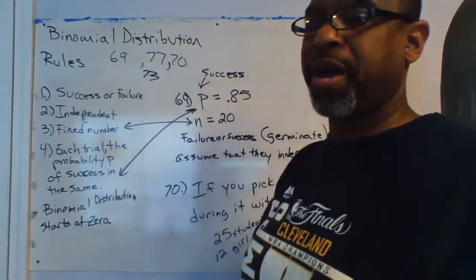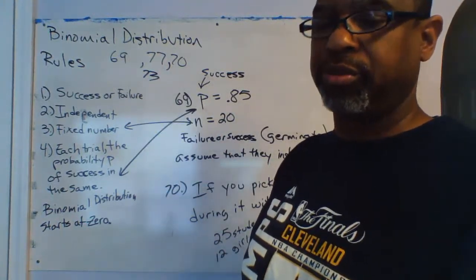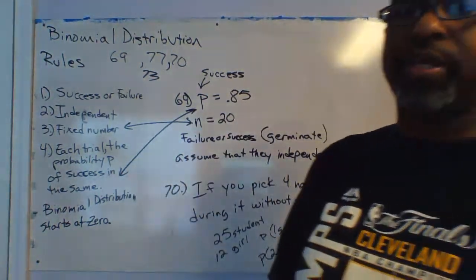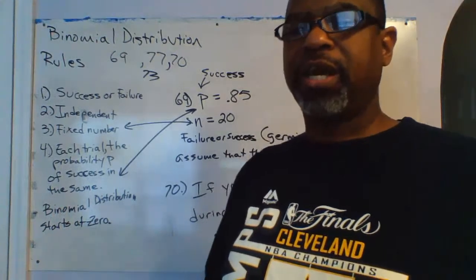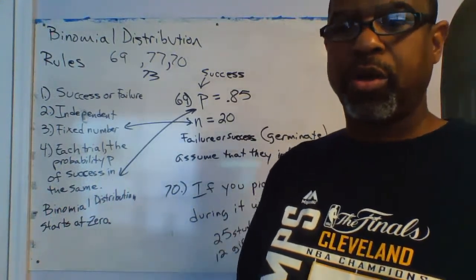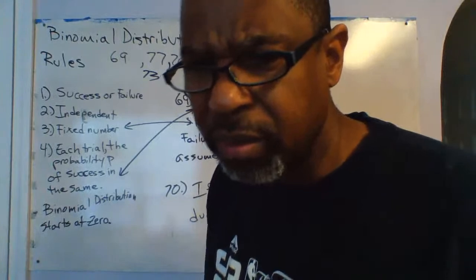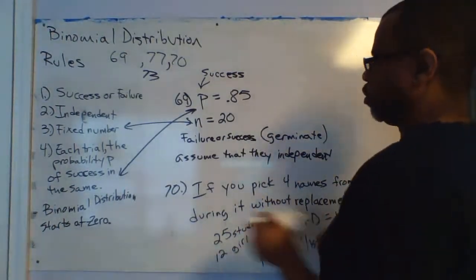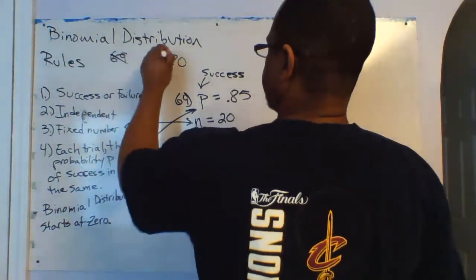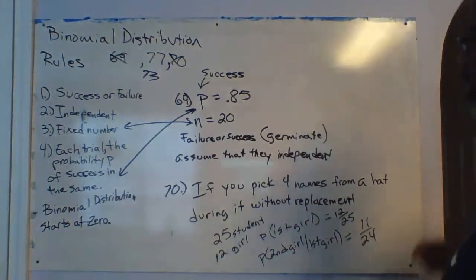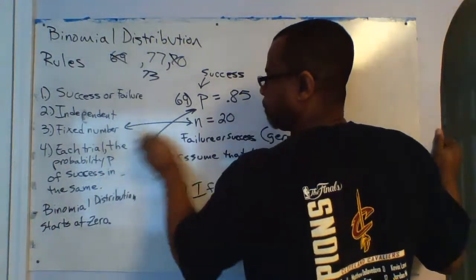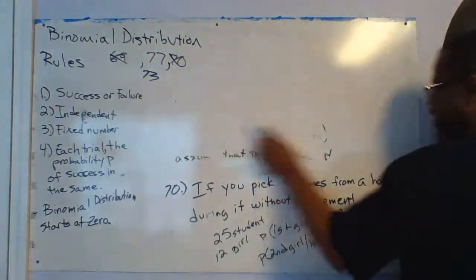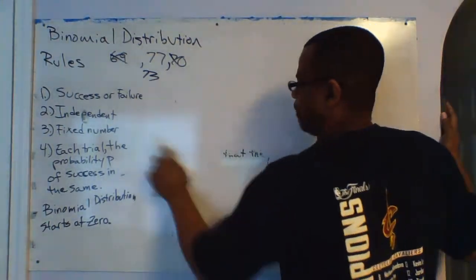These are the 4 rules for binomial. That's when you know it's a binomial distribution. And we're going to do an example after this to show you how to tell if something is a binomial distribution or not. Okay, so now we got 69 and 70 out of the way. So let's look at 73. I want to keep these rules up here because we're going to use them again and again today.